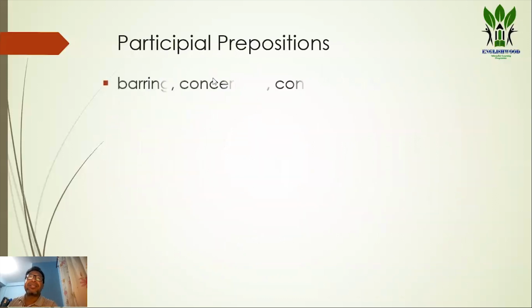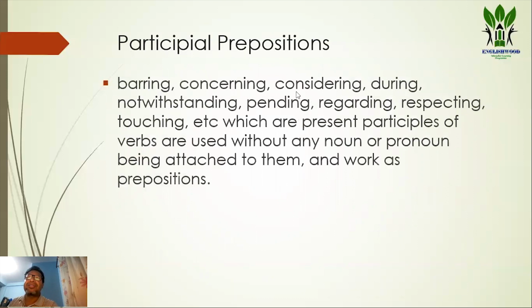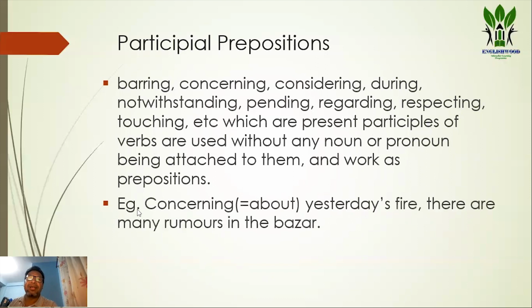Participial prepositions like bearing, concerning, considering, during, notwithstanding, pending, regarding, respecting, touching, etc., are present participles of verbs. Basically, they are the ing form of the verb, and are used without any noun or pronoun being attached to them. They work as prepositions. For example, concerning refers to about. Concerning yesterday's fire, there are many rumors in the bazaar.